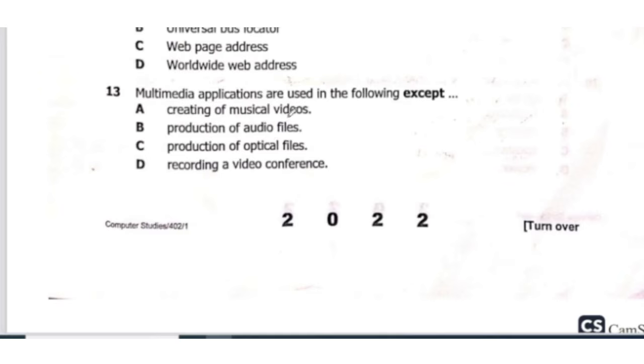Creating of musical videos, yes, we use that for that. Production of audio files, yes. C, production of optical files. D, recording a video conference. Okay, this can also work, but this one is the one which is totally not correct.